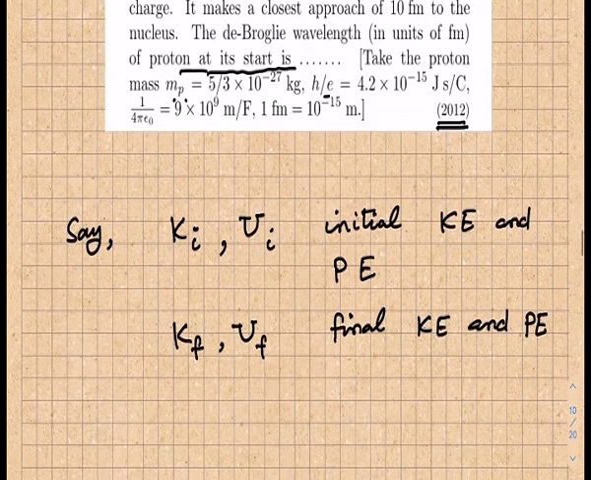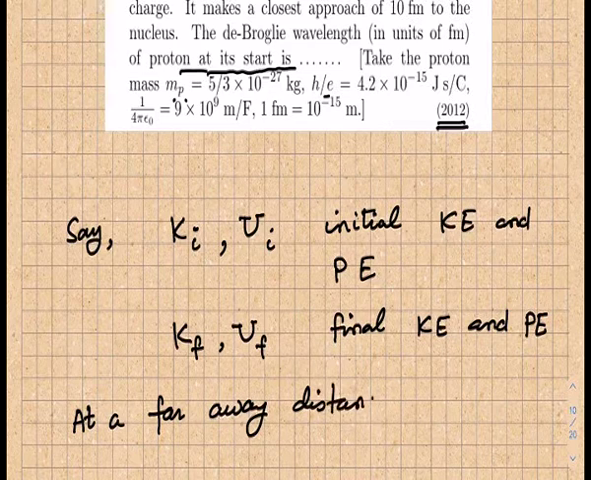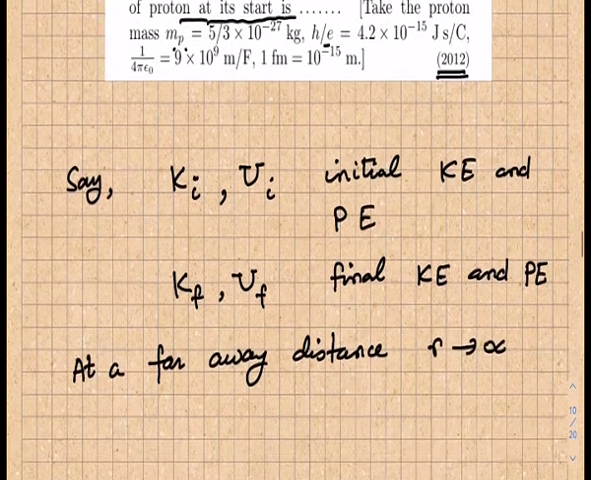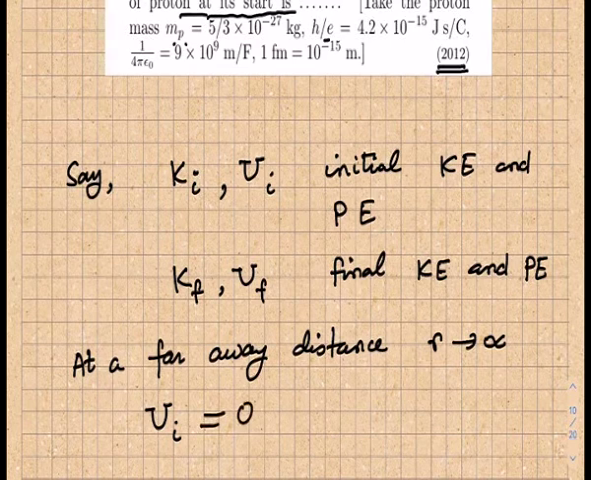Okay, now initially what is happening at a very far away distance from the nucleus, say r tends to infinity, then you know that the potential energy is of the form of 1 by r. So here, because r tends to infinity, I can take the potential energy to be 0.